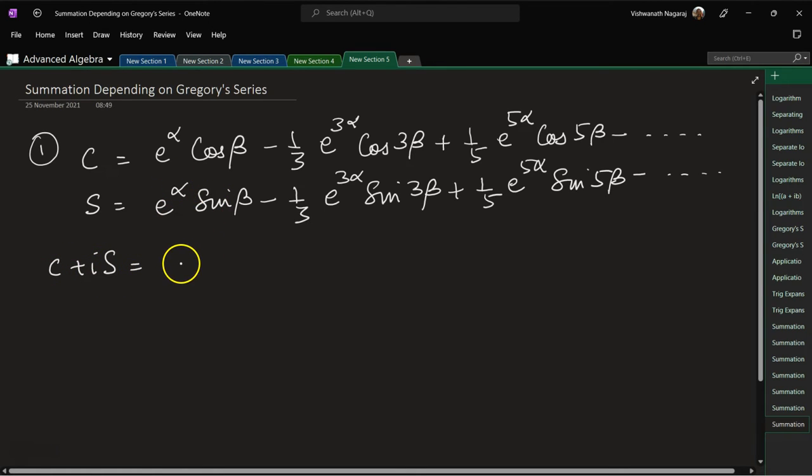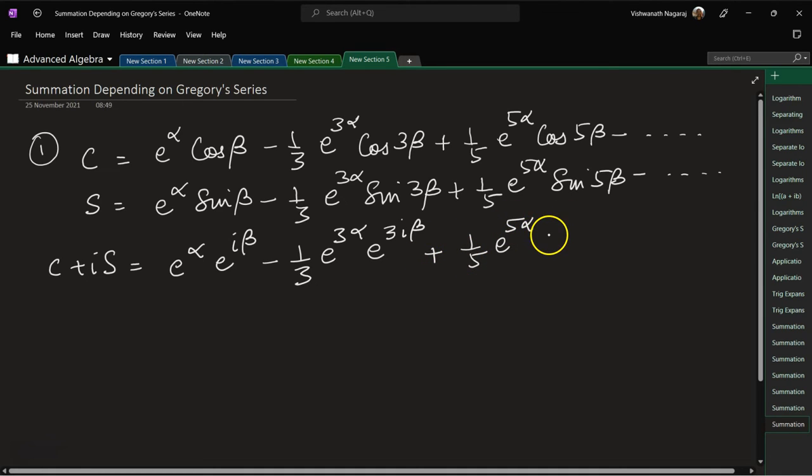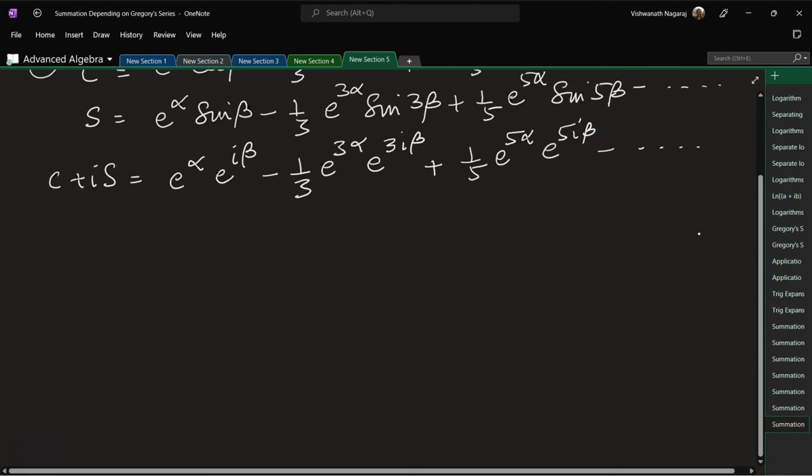E to the power of alpha is common, so e to the power of alpha, and cos beta plus I sin beta would be e to the power of I beta minus 1 by 3 e to the power of 3 alpha, and this would be e to the power of 3I beta plus 1 by 5 e to the power of 5 alpha, and this would be e to the power of 5I beta minus and on and on.